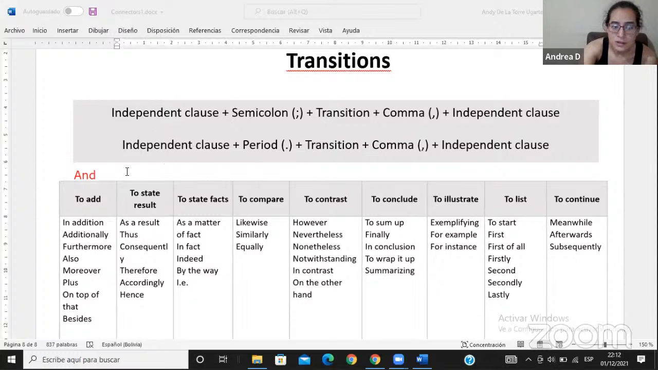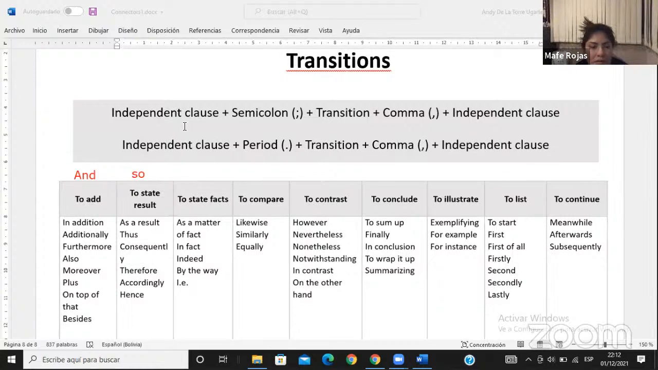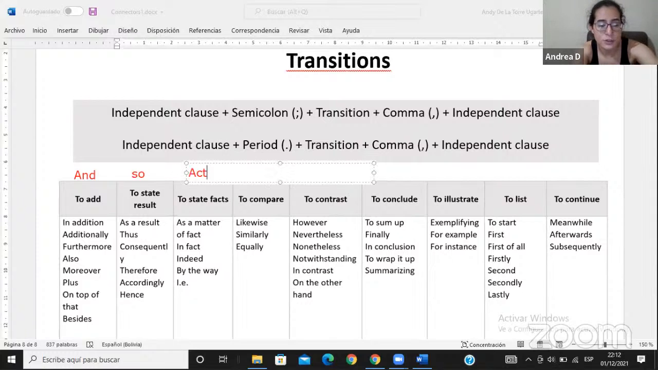Then to state result, this is so. So instead of saying, like, I like soccer, so I'm going to go to this match, you can say, I like soccer, therefore I'll go there. So therefore, as a result, so it's just so. To state facts is actually. Actually, it's also a transition, but it's so common that it's not that formal anymore.